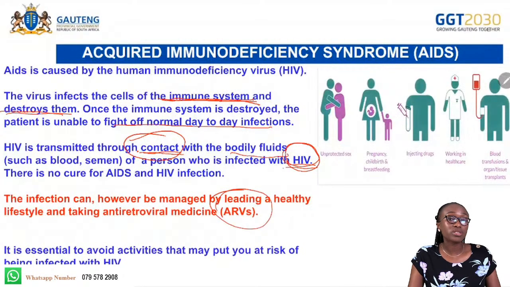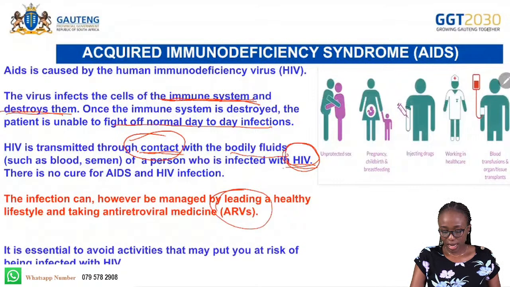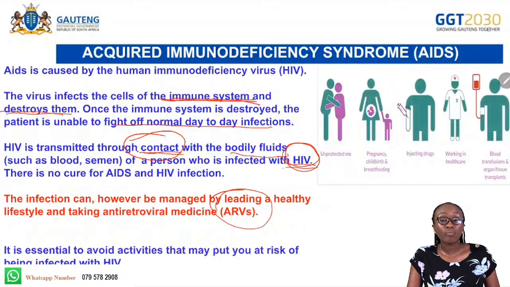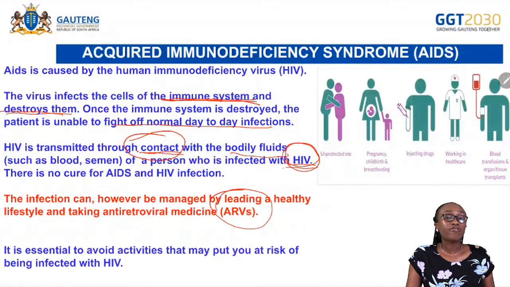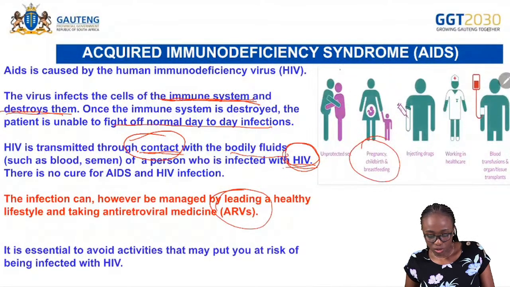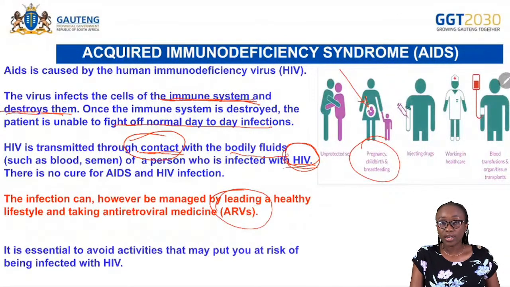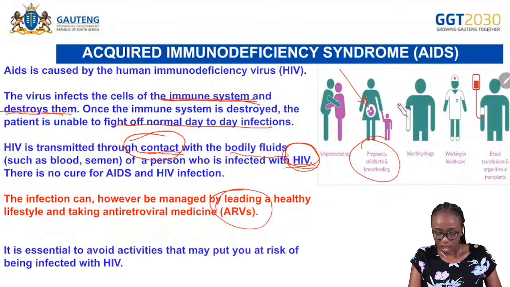Now, there are some persons that are at risk of contracting the disease, people that engage in, for example, unprotected sex, or it can be passed from mother to child if the mother is not taking any medication to prevent the virus from passing from mother to child, and in sharing syringes.